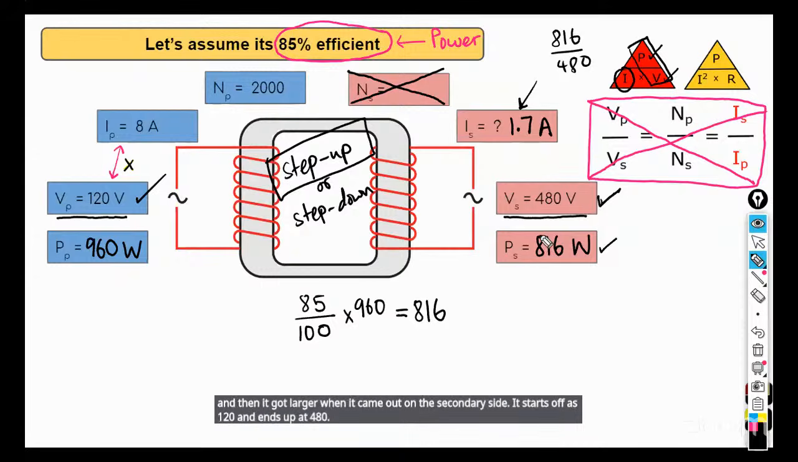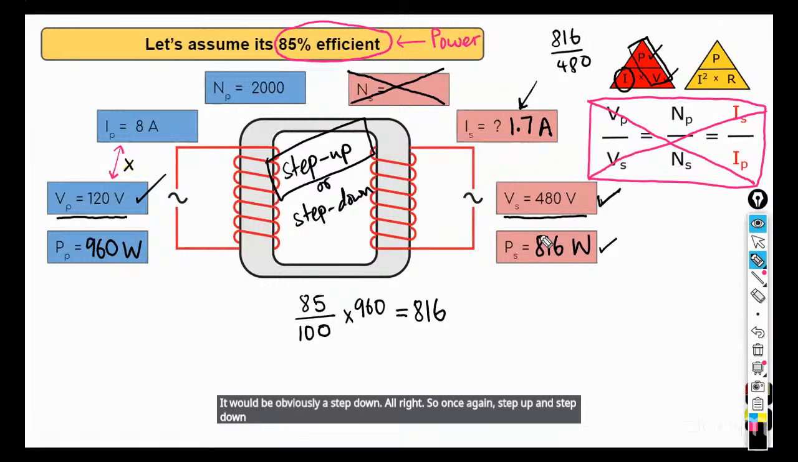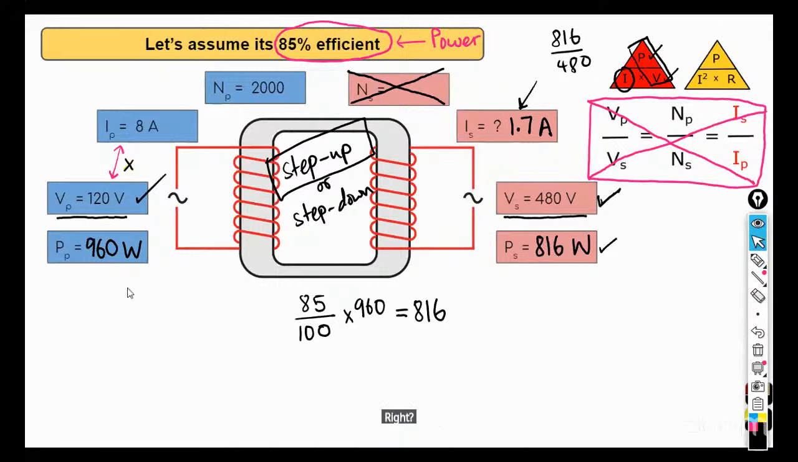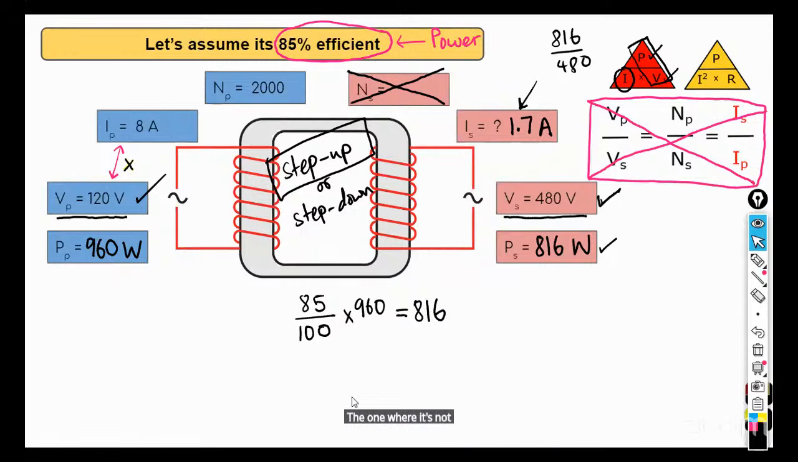If the voltage got smaller, it would obviously be a step down. All right, so once again, step up and step down refers to what happens to the voltage, right? And like I said, this is a very rare question, but it does come in the exam sometimes, the one where it's not 100% efficient.